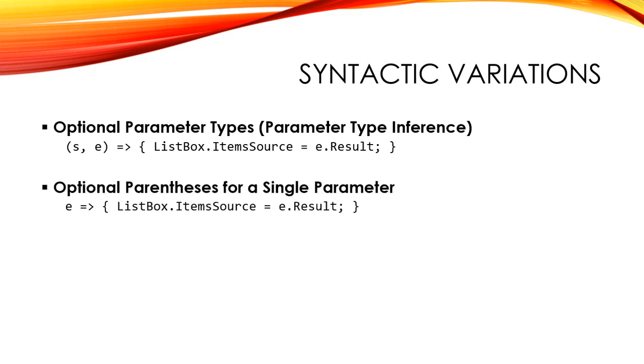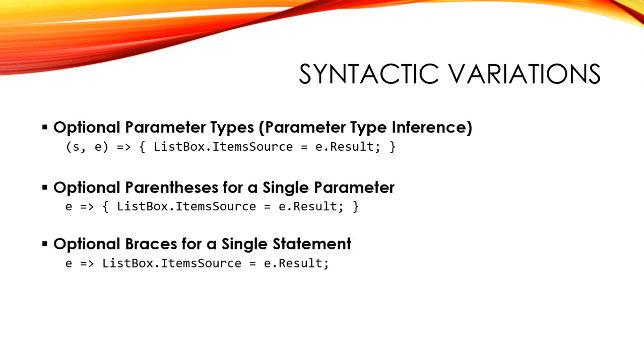Another variation is that parentheses are optional when we have a single parameter. So in this case, we just have one parameter e all by itself, and because we just have the one parameter, we don't need the parentheses around it. This is very common to see, especially when we're looking at LINQ methods. Now, to make things even shorter, if we only have a single statement, the curly braces around it are optional. So we can see that a combination of single character parameter names, along with parameter type inference, along with no parentheses around a single parameter, along with no braces around a single statement, creates a very, very compact syntax.